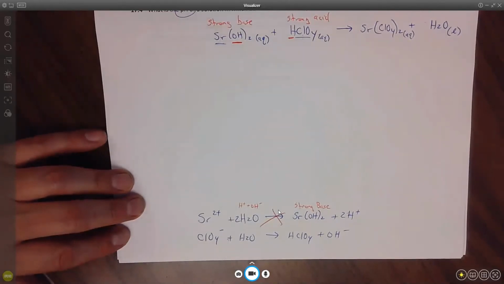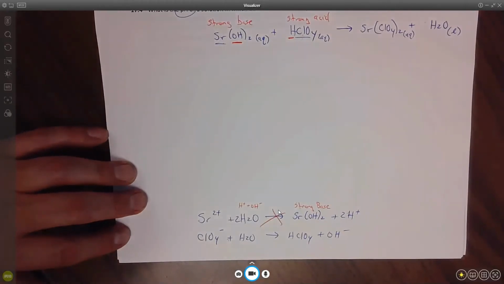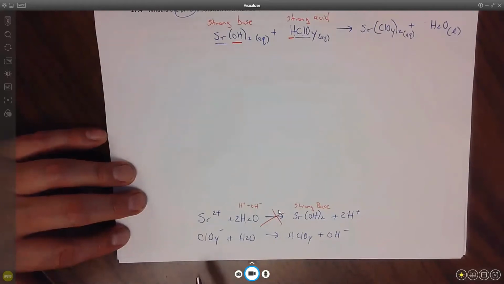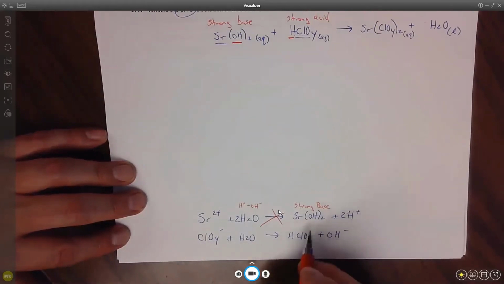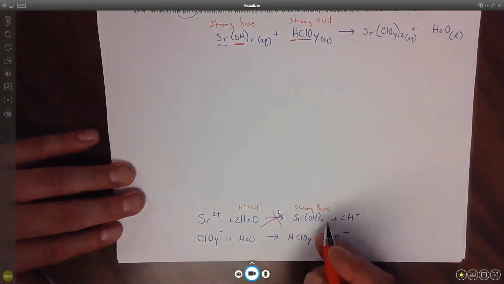Question: is this going to happen? Can you say that one more time? Is this reaction going to occur? Yes. Okay. What is this? What can you classify this as? Would it be a strong acid? That is a strong acid.